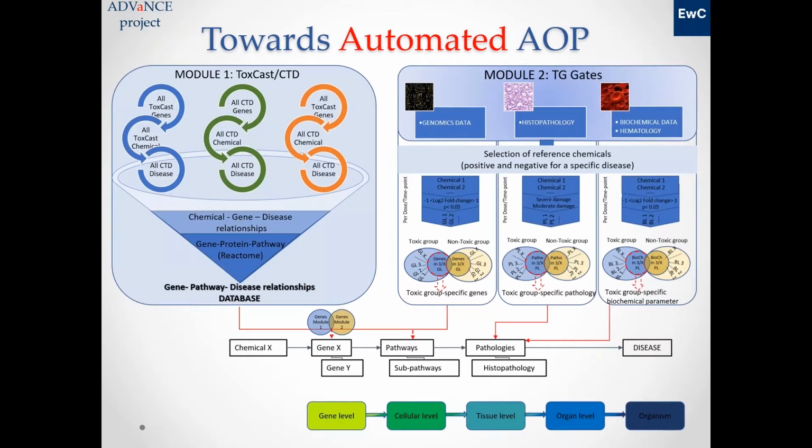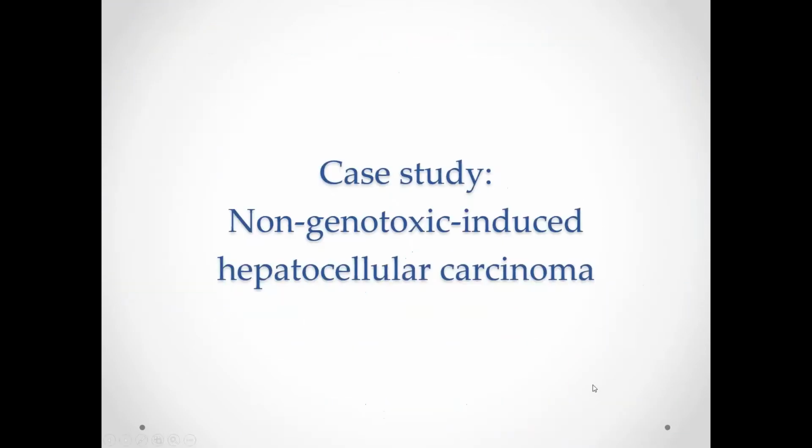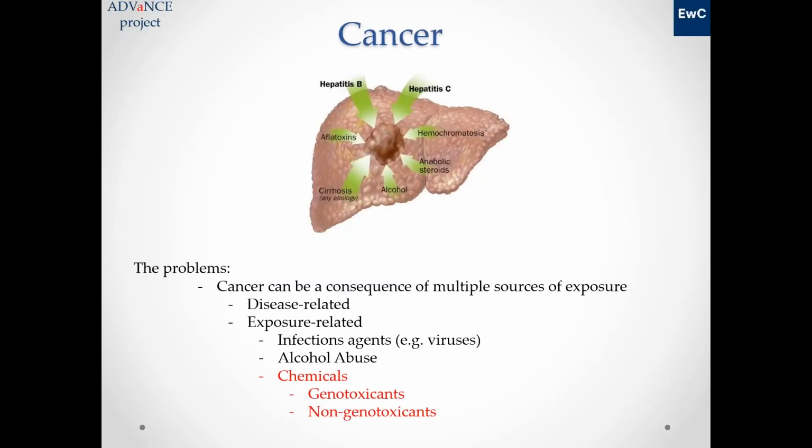To make it more clear, because I'm totally aware that so far most probably you're still confused with this quite complex figure, I'll just go through a use case, and I hope that it will become more clear to you. So the use case is non-genotoxic induced hepatocellular carcinoma. It's quite an ambitious use case, but also quite interesting. For those of you who are not familiar, I'll try a short introduction.